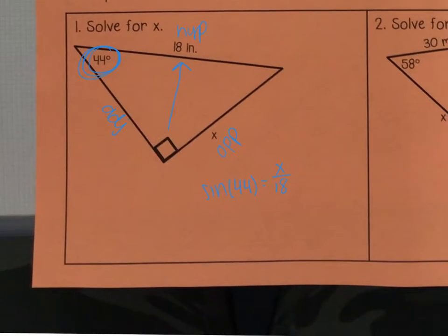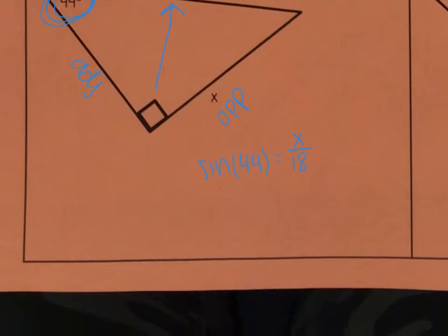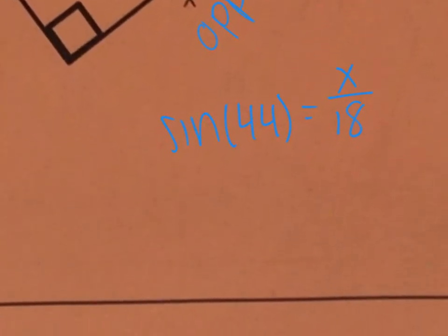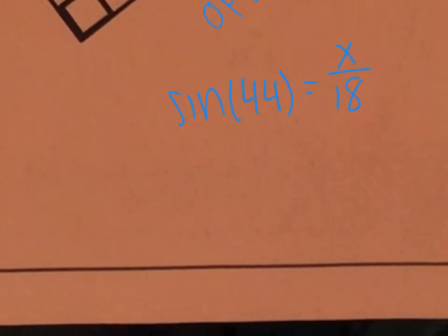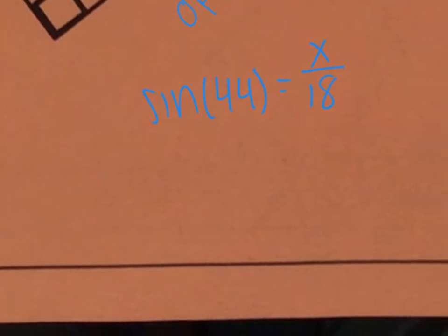So you got to do x over 18. That color is so difficult to see, I feel like. Okay, so that's my equation. All right, so first thing I got to do, I'm trying to get rid of the fraction. So to get rid of the fraction, I got to multiply by what's in the denominator. What does it mean to be the denominator? The bottom of the fraction. So I multiply by what's in the bottom. What's in the bottom? 18. So we're going to multiply both sides by 18.